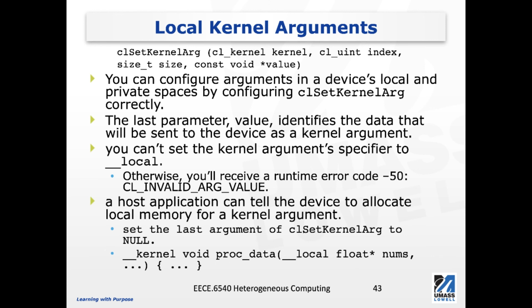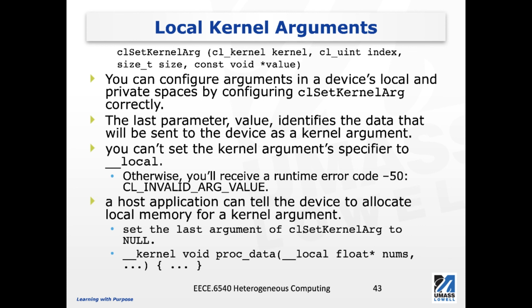We discussed how we use set kernel arg to initialize local arguments. You can configure arguments in the device local and private space by using set kernel arg. The last parameter value identifies the data that will be sent to the device as a kernel argument. However, you can't set the kernel argument's data when the specifier is local. Otherwise, you will receive a runtime error saying invalid argument value. The only time we want to use the local qualifier in set kernel arg is to tell the device to allocate local memory for a kernel argument. And in that case, you have to set the last argument of set kernel arg to be null.